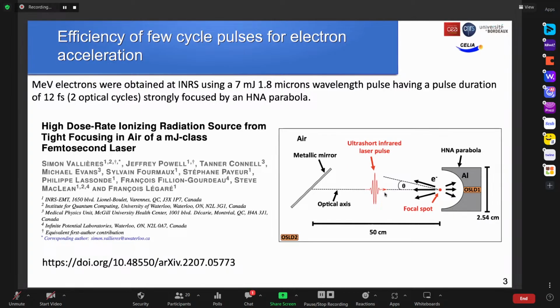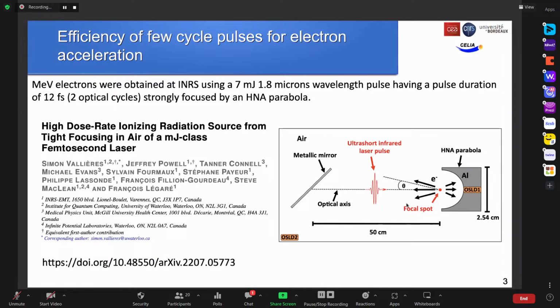focused very tightly few-cycle pulses, at a longer wavelength than we are used to. So it's 1.8 microns. This is a very small energy pulse, 7 millijoules, and the duration is 12 femtoseconds. So at this wavelength, it's roughly 2 optical cycles. And they focused it in air. And what they were able to obtain was MeV electrons in the process.